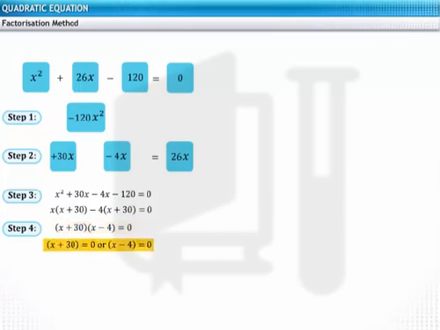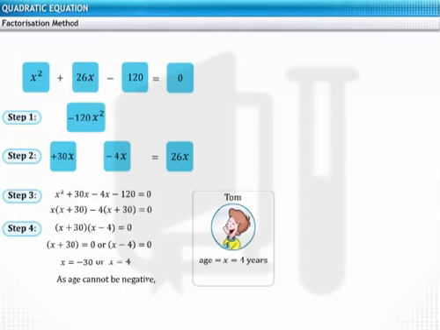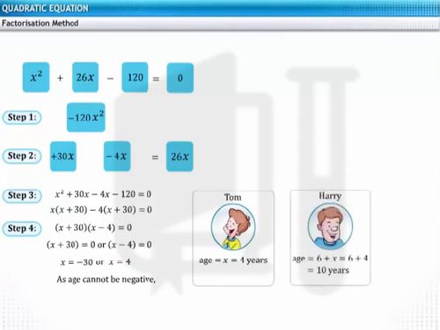Thus, the roots of the quadratic equation are minus 30 and 4. As a person's age cannot be negative, the solution to the problem is 4. Therefore, Tom's present age is 4 years, and Harry's present age is 6 plus x, which is equal to 6 plus 4, which is equal to 10 years.